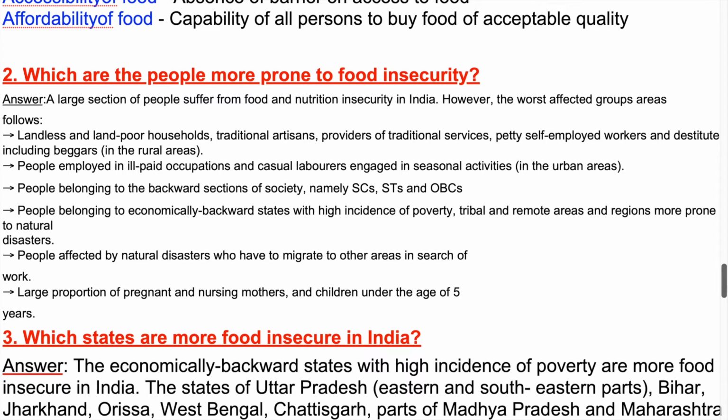People employed in ill-paid occupations and casual laborers engaged in seasonal activities, in the urban areas. People belonging to the backward sections of society, namely SCs, STs and OBCs. People belonging to economically backward states with high incidence of poverty, tribal and remote areas, and regions more prone to natural disasters. People affected by natural disasters who have to migrate to other areas in search of work. Large proportion of pregnant and nursing mothers, and children under the age of 5 years.